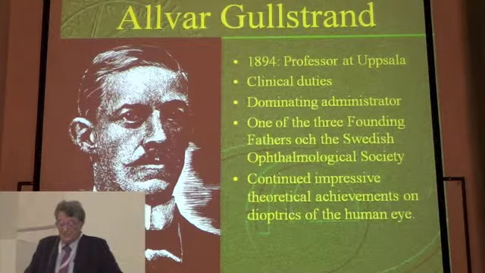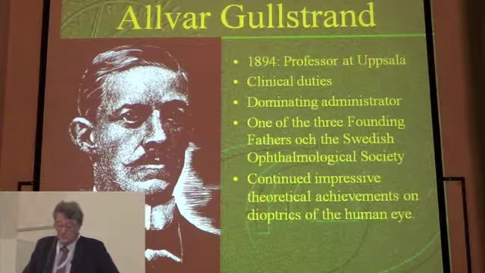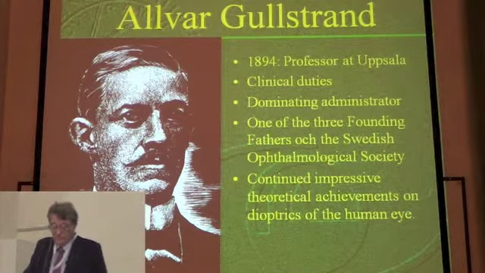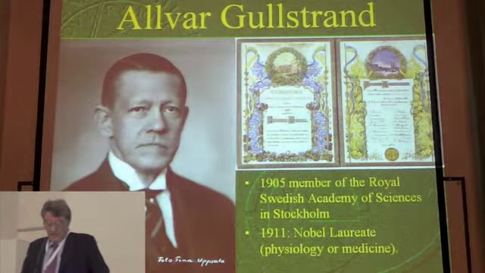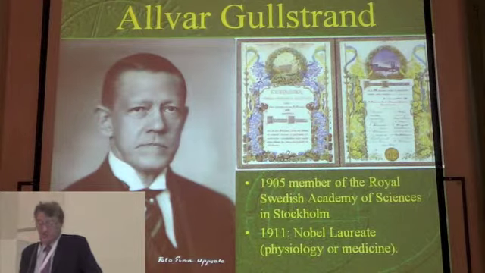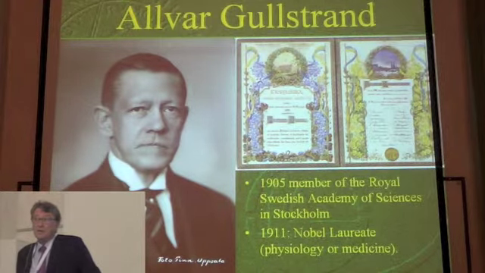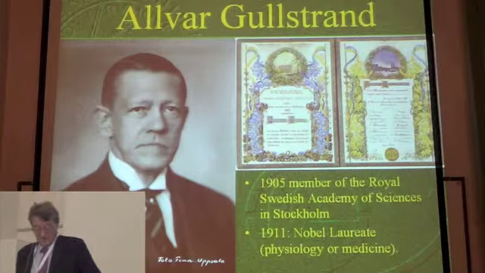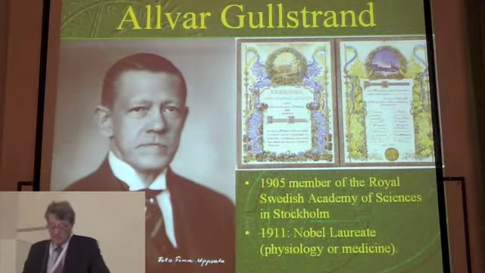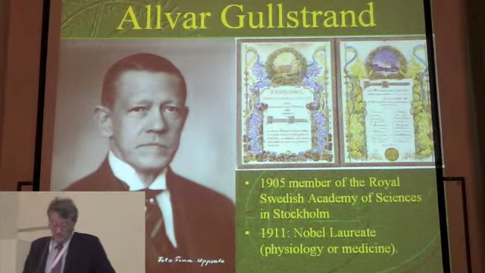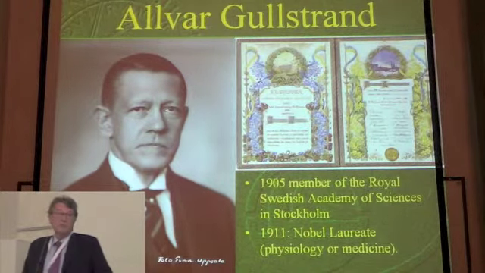He was one of the three founding fathers of the Swedish Ophthalmological Society, and he continued impressive theoretical achievements on the dioptrics of the human eye. He became a member of the Royal Swedish Society of Sciences. He entered the class of physics, not the class of medicine. And in 1911, he was awarded the Nobel Prize in physiology or medicine.